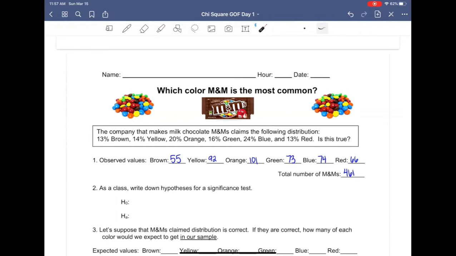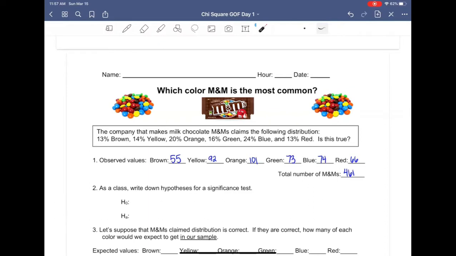So in this lesson today, we are talking about M&Ms. So Mars, that's the company that makes M&Ms, they claim the following distribution for the colors of M&Ms. So they say that 13% of M&Ms should be brown, 14% are yellow, 20% orange, 16% green, 24% blue, and 13% red. And what we're trying to figure out is, is this actually true?